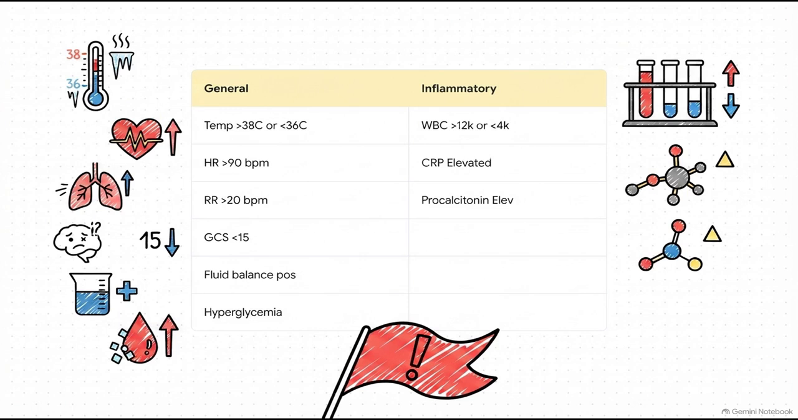Then, on the inflammatory side, we hit the labs. Is the white blood cell count soaring past 12,000, or is it crashing below 4,000? Are the CRP and procalcitonin elevated by more than 2 standard deviations? When you see these markers, the body is basically waving a giant red flag that a severe inflammatory cascade has started. As a CDI pro, you want to hunt through those EMR lab tabs specifically for these objective spikes and crashes.